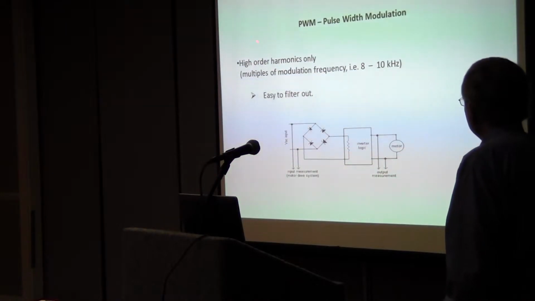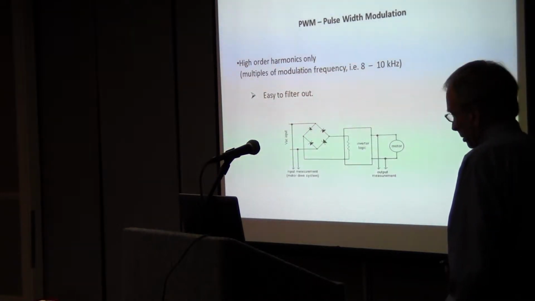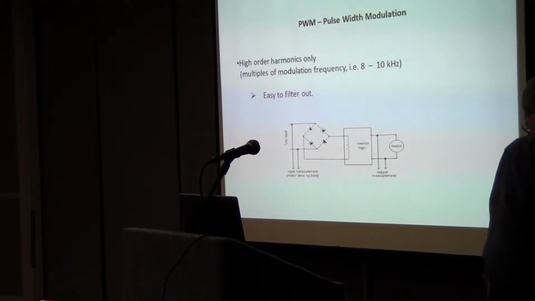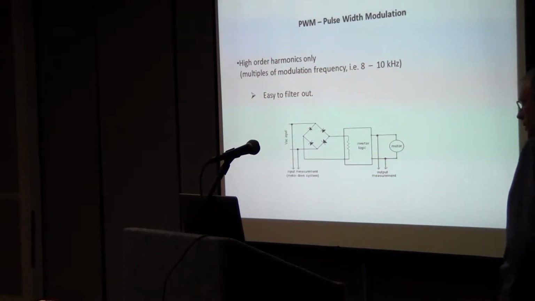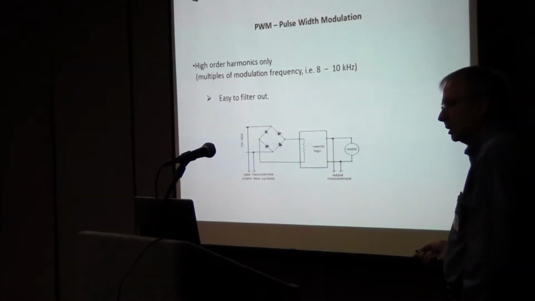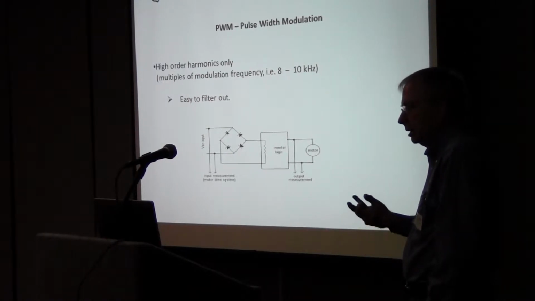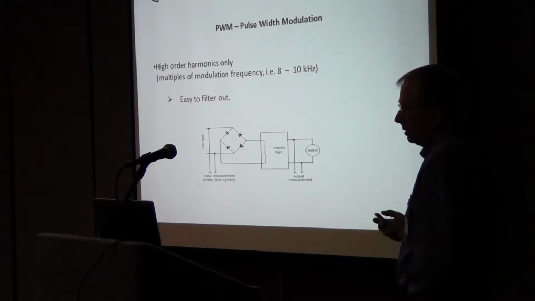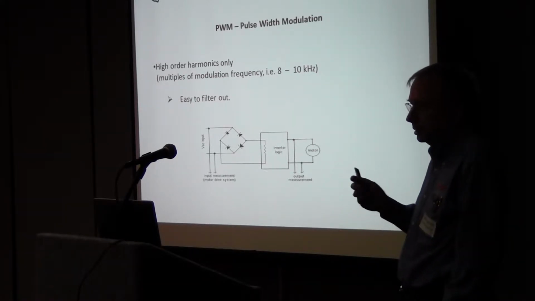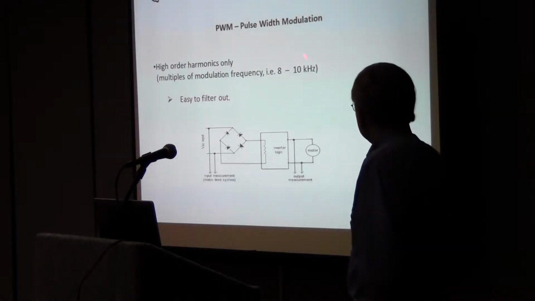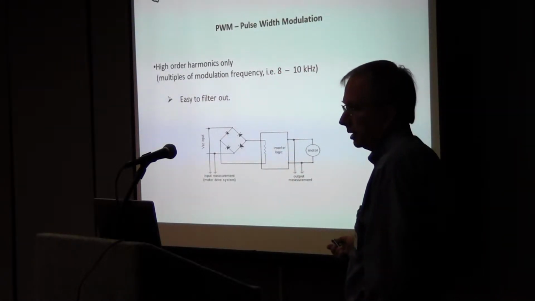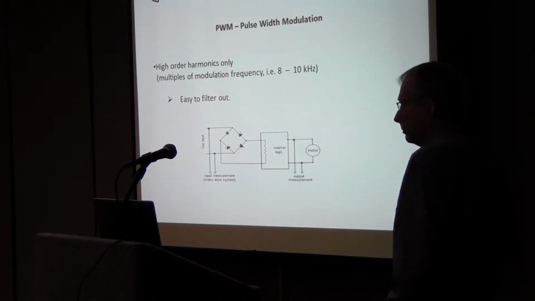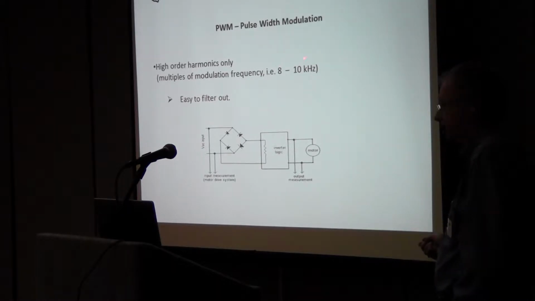Why do people use one of the popular converters, pulse width modulation, or PWM converter? The reason that they're so popular is that the harmonics, unlike what I just showed you, that are multiples of the 60 hertz frequency that you were interested in, become multiples of the PWM, I call it carrier frequency, or the modulation frequency. And if that modulation frequency is in the 8 to 10 kilohertz range, which it typically is, or even higher, then the harmonics that are created are multiples of this frequency.